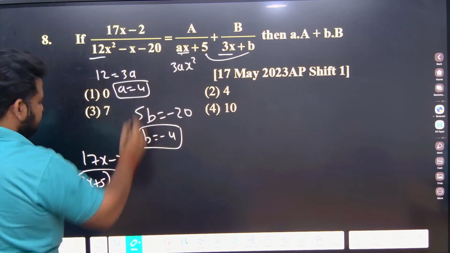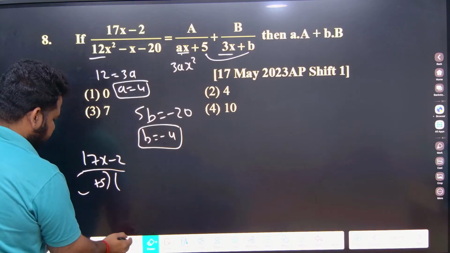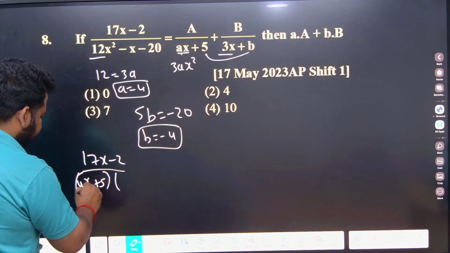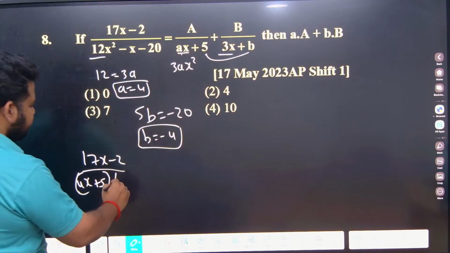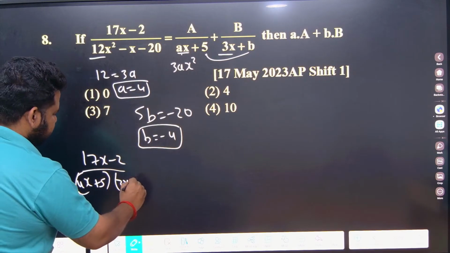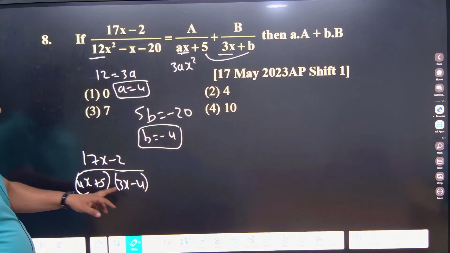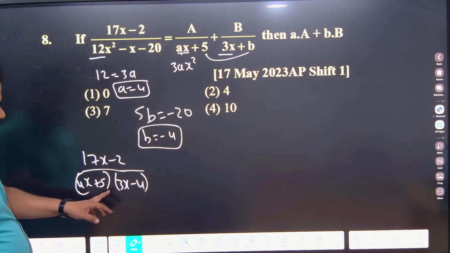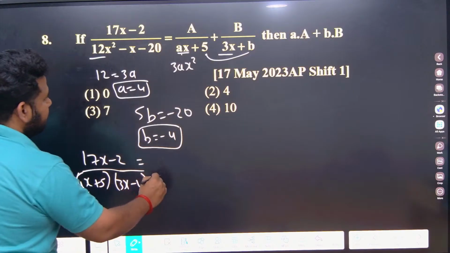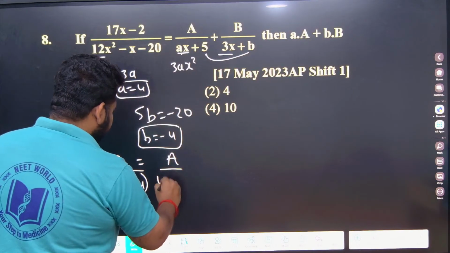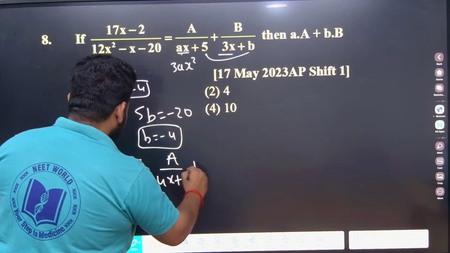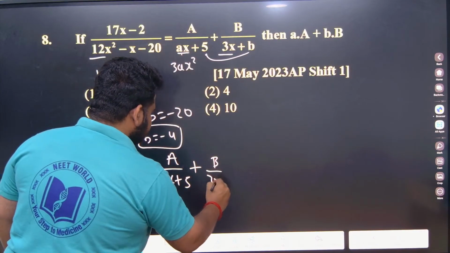Not 3x, a is 4. So, this will be what? 4x plus 5 into 3x plus b. b is what? Minus 4. So, a is 4 and b is minus 4: 4x plus 5 into 3x minus 4. So, this is equal to what? A by 4x plus 5 plus b by 3x minus 4.